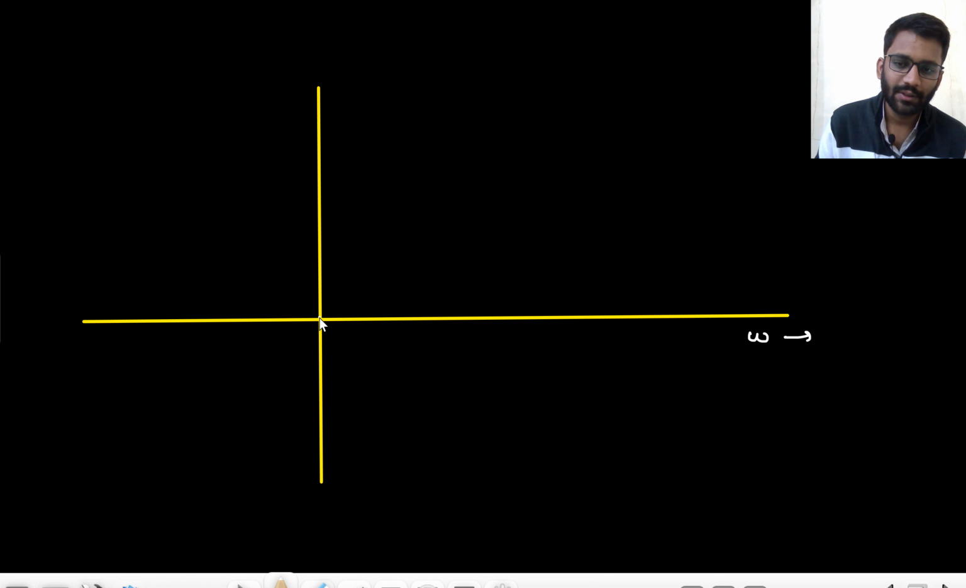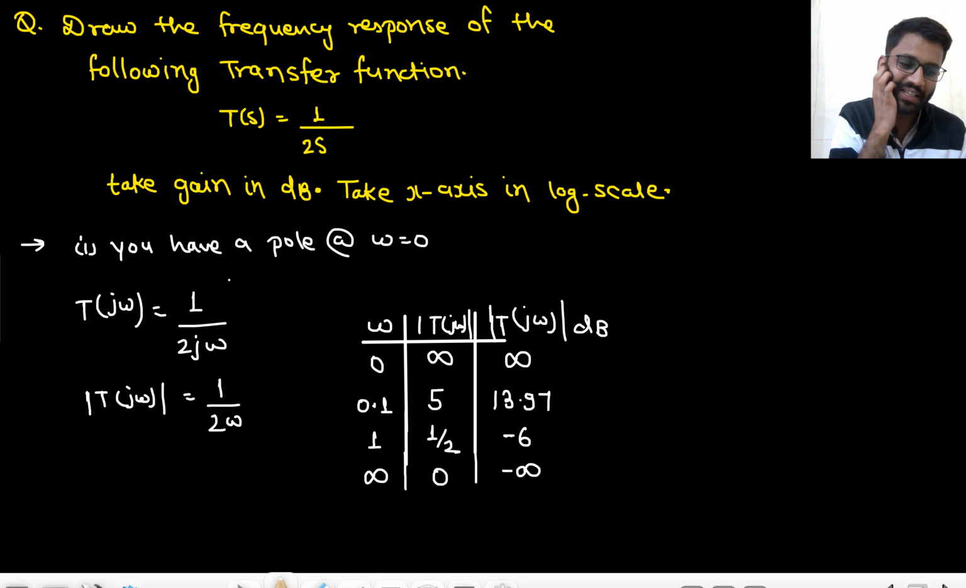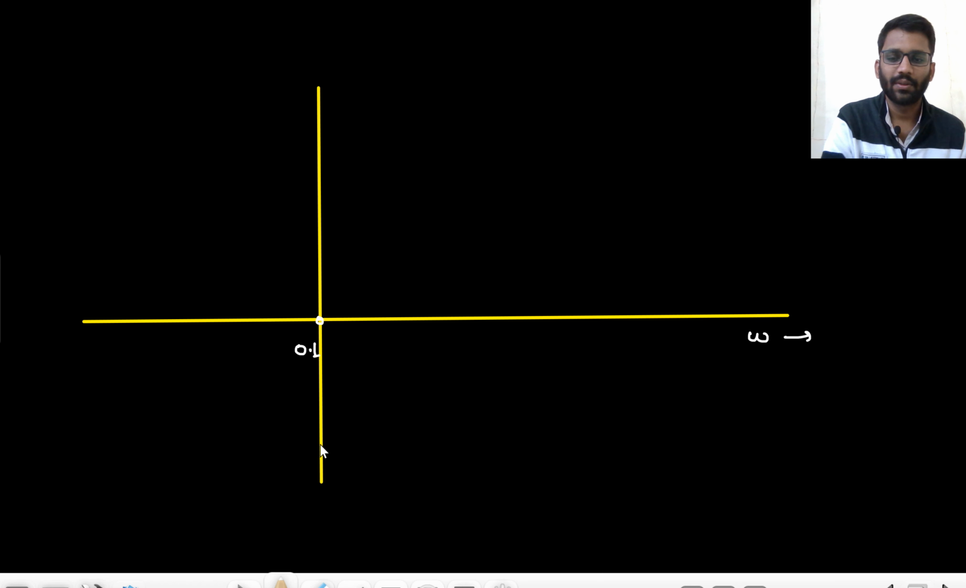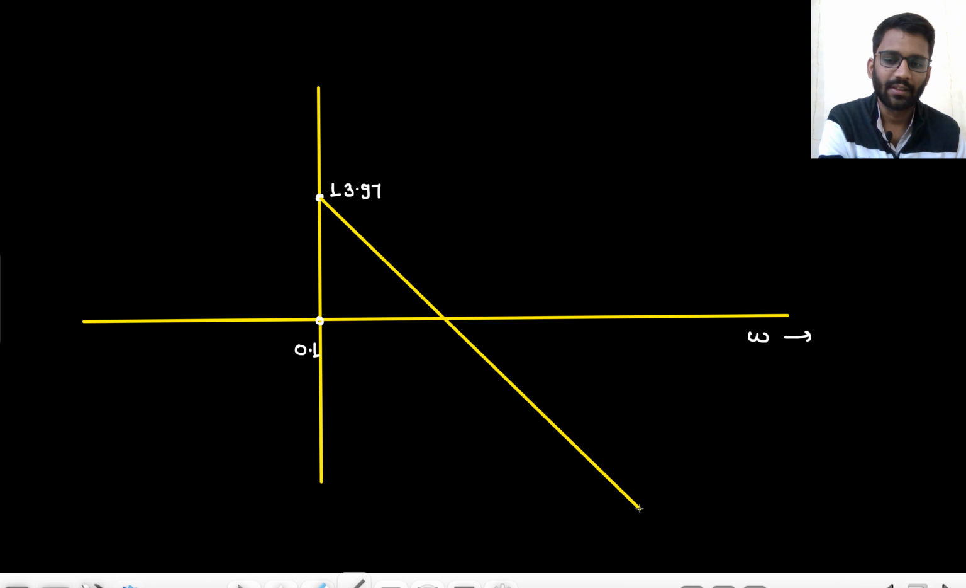My omega is 0.1, and then I have omega equals 1, I have omega equals infinity, forget about those. At omega equals 0.1 you are having 13.97. From 13.97 you are going towards minus infinity. So this is how the graph should look.